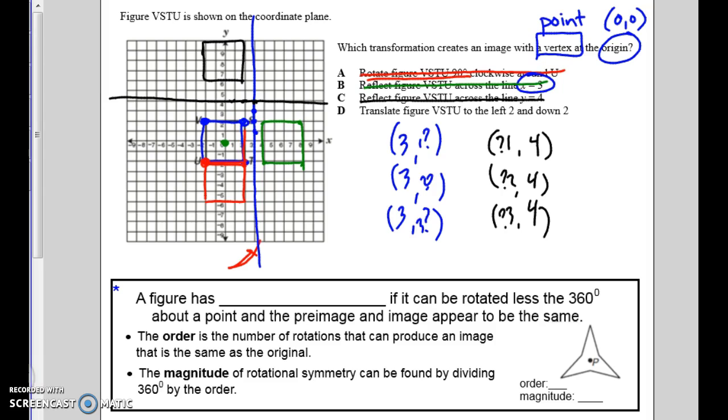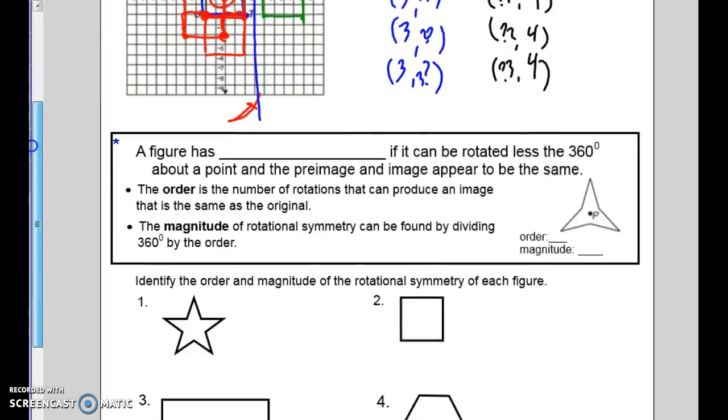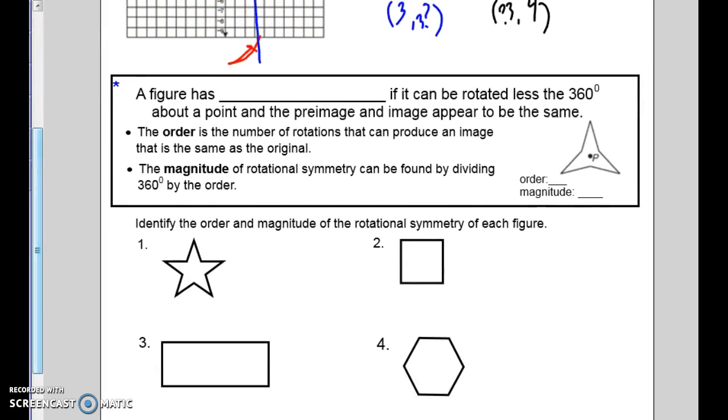But then our final move is to translate to the left 2 and down 2. So if I move each point left 2 and down 2, this point would hit left 2 and down 2, left 2 and down 2, left 2 and down 2. This would be my new shape, and that point right there lands right on it.